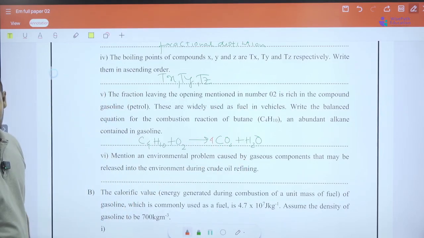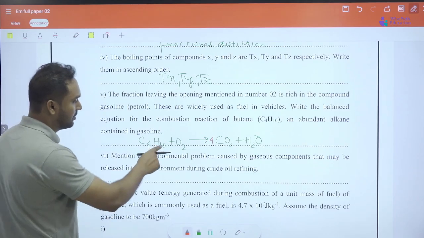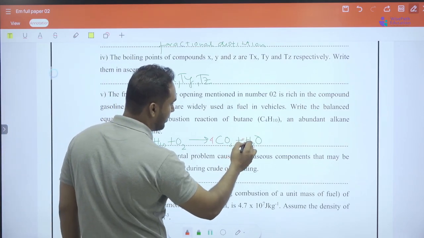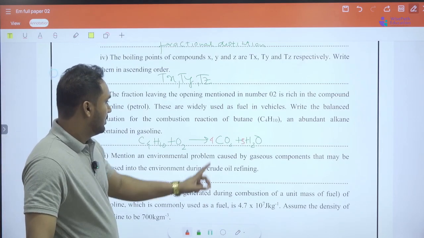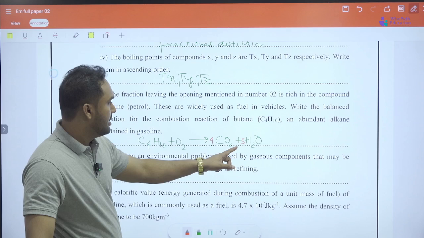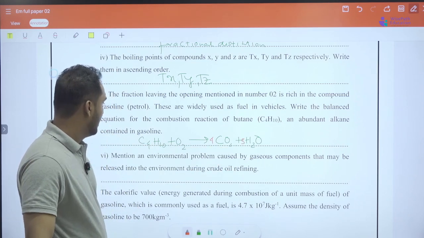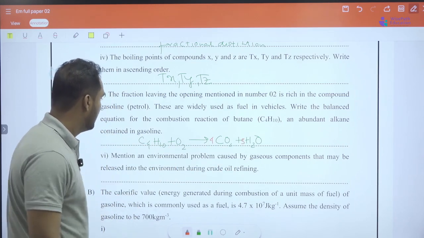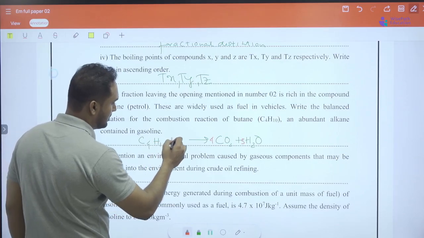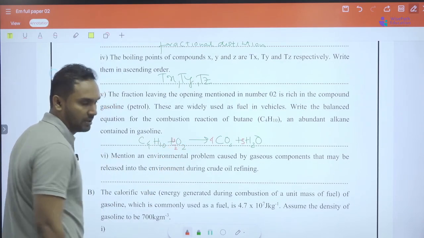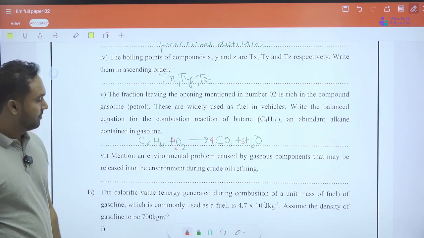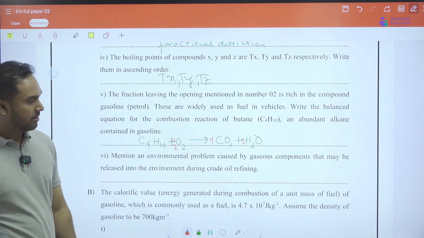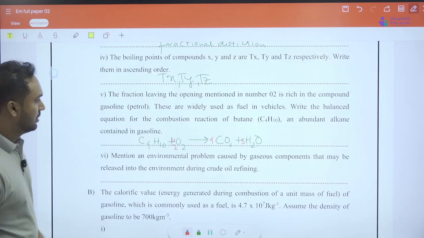Next, hydrogen. There are 10 hydrogens, so you have to add 5 here. Now the hydrogens are also balanced. Finally, oxygen has to be balanced. Here it's 8 and 5, so 13 oxygen atoms. Here it's only O2, so 13 over 2 you should put here. You can't keep a fraction there, so you have to multiply it by 2.